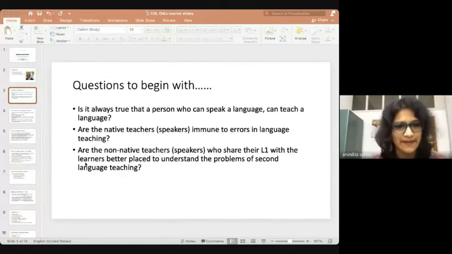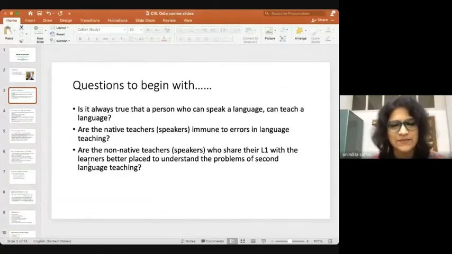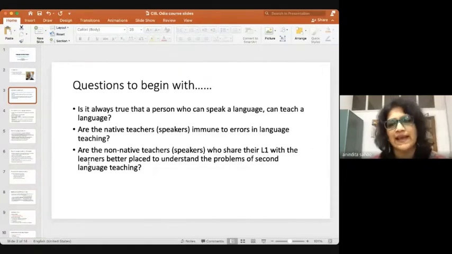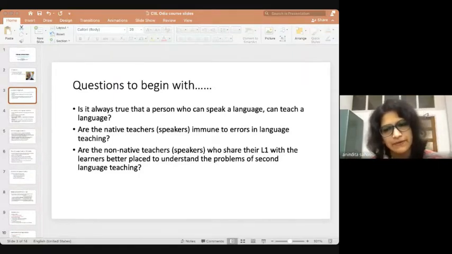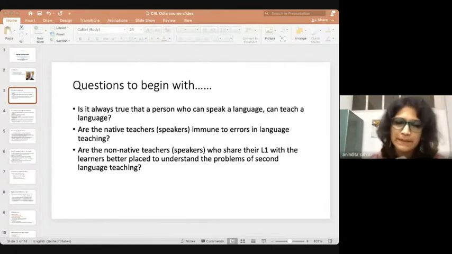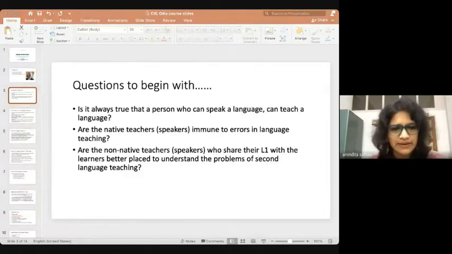If you think yes, just by being a speaker of a language you can actually teach it, whether that is true or not. Then the second question: are native teachers or speakers immune to errors in language teaching? This is related to the first question. If you know a language, can you really teach it? Just by being a native speaker, are you immune to errors? That means since you are speaking a language, you are not going to make any mistake.